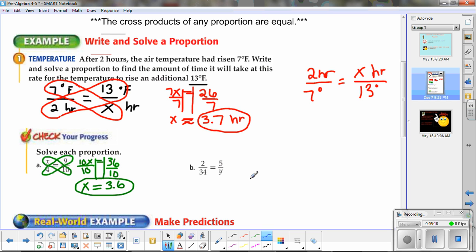All right, our next example, again, I'll start with the cross product that has the variable. 2 times y is 2y equals 34 times 5. 34 times 5, that's going to be 170. And then divide both sides by 2. y is going to equal 85.